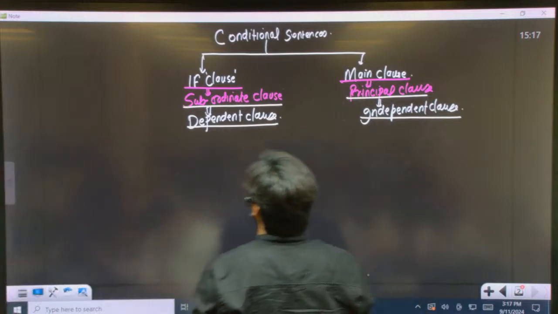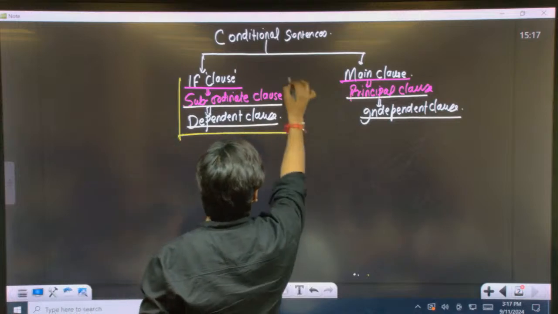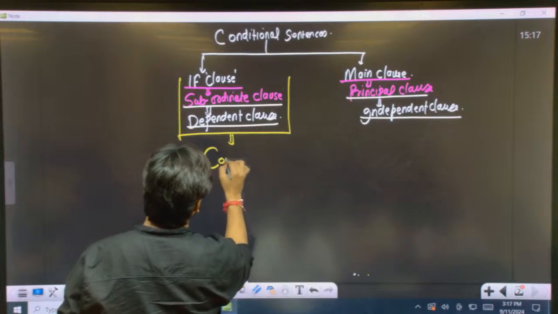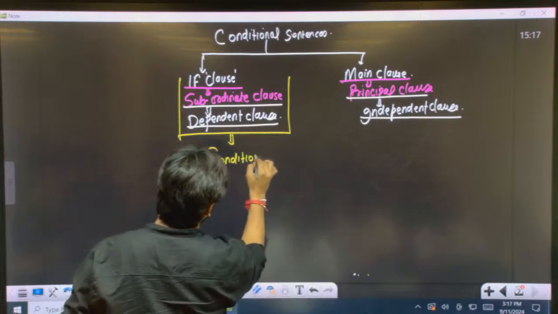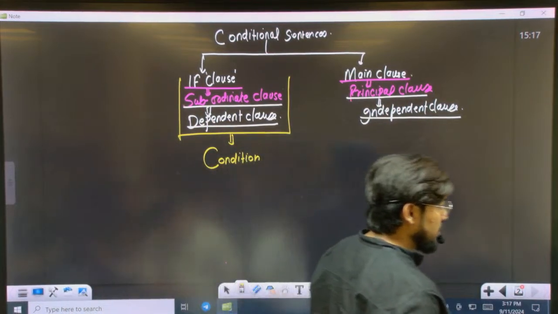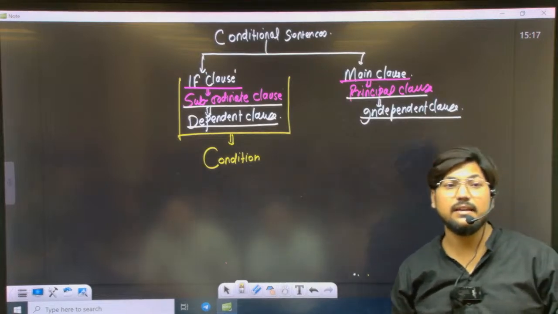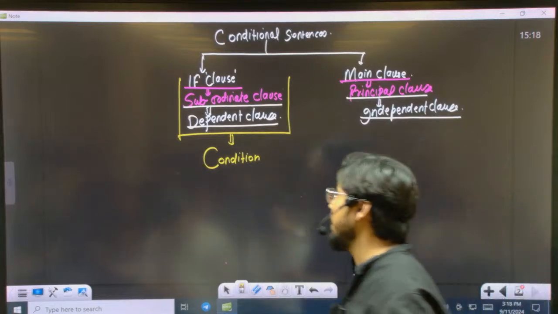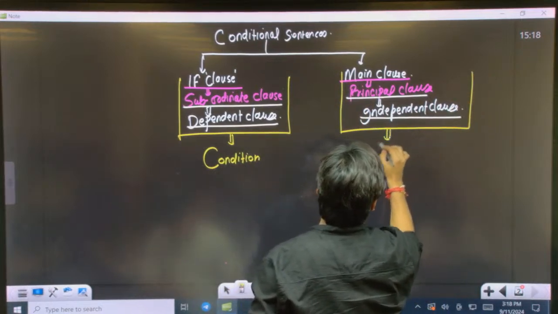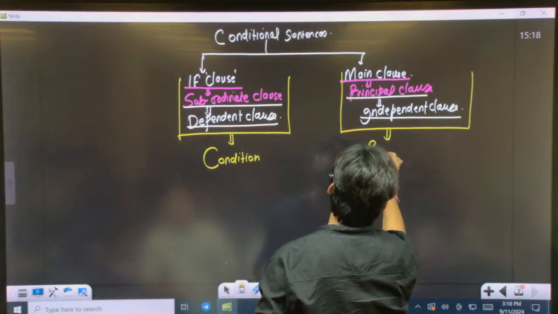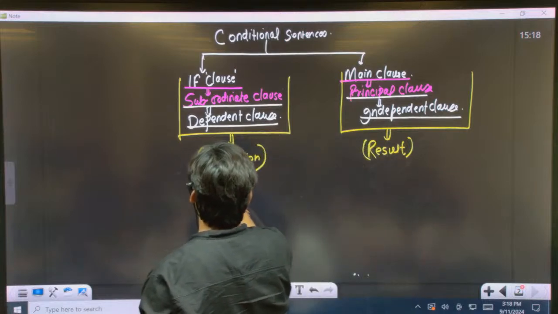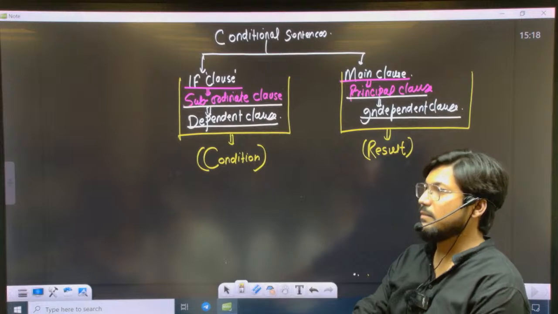Now come to the point. If we talk about all these aspects, it shows a condition. If you read the sentence like if clause or subordinate clause, you will feel that there is a condition given in a sentence. Whereas if you talk about main clause or independent clause or principal clause, this will be your result. So it shows a condition, and it shows a result here.